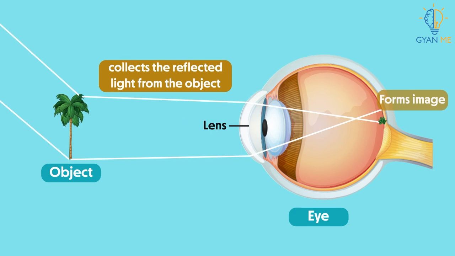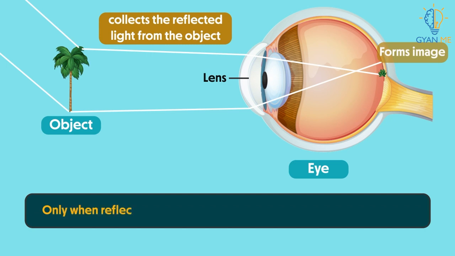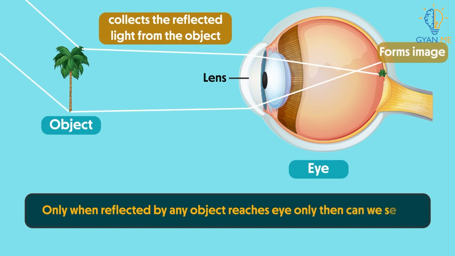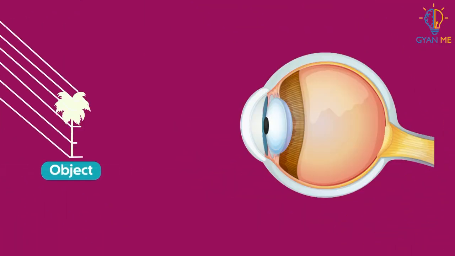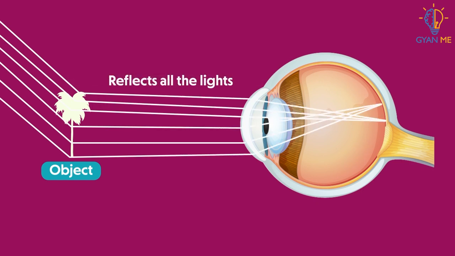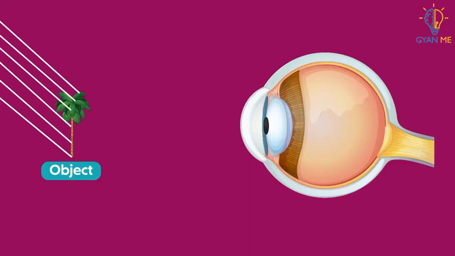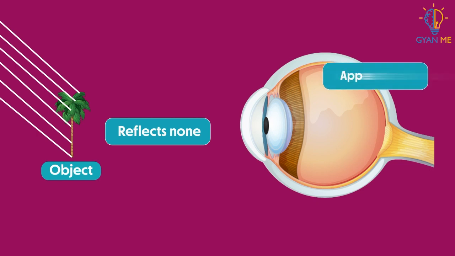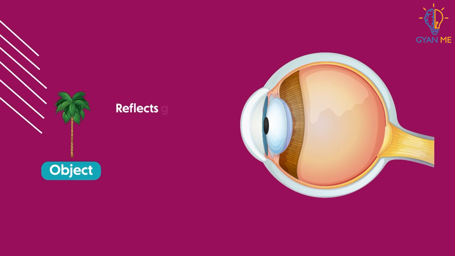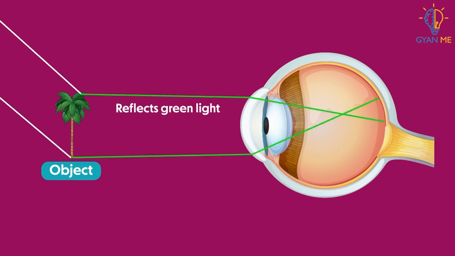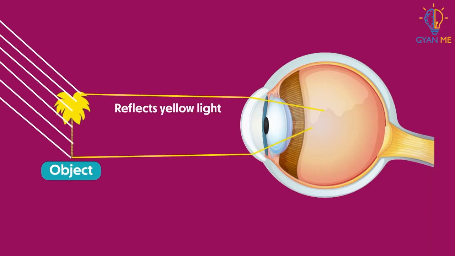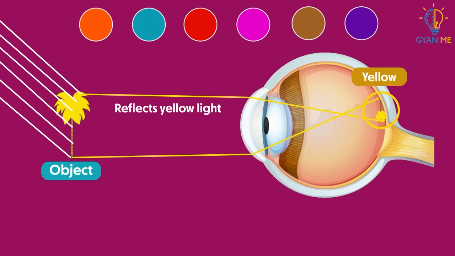So the first thing to always remember is that only when reflected light from any object reaches our eye, we can see it. It is interesting to note that if an object reflects all the light, it will look white to us. And if it absorbs all the light, that is, reflects none, it will appear black to us. And what about colored objects? In this case, if an object reflects green light, we perceive it as green. If it reflects yellow, we will see it as yellow. All the rest of the colors are absorbed by the objects.